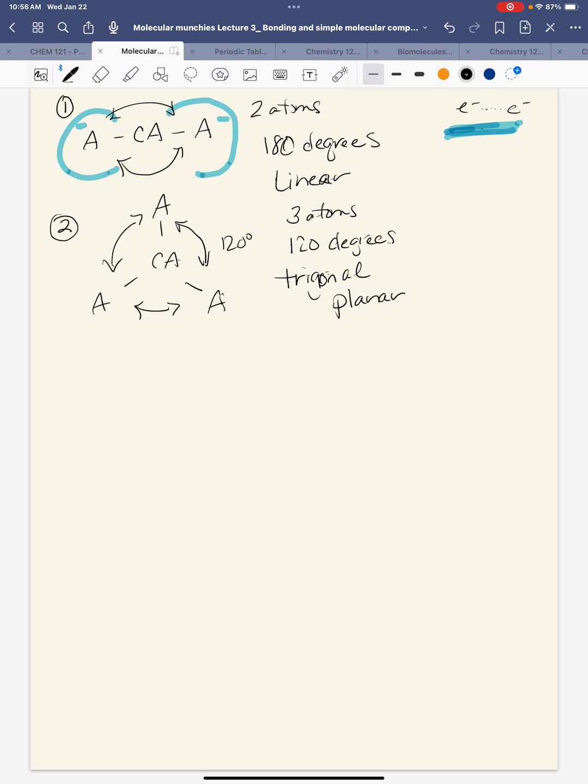Okay, so again, we have this repelling going on, and these atoms are trying to stay as far apart from each other as possible, and that 120 degrees allows us to do that. So you have three 120 degree angles, and we call that trigonal planar. Okay, there is a subset of this. We'll just call this 2A.